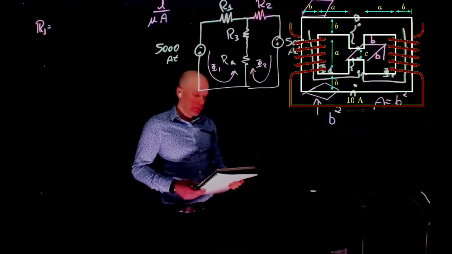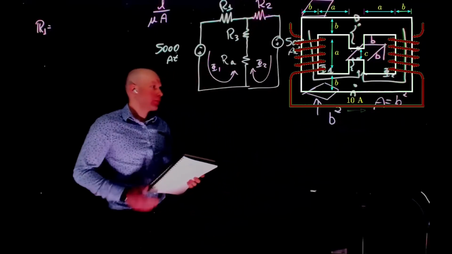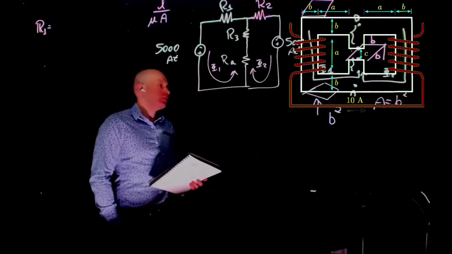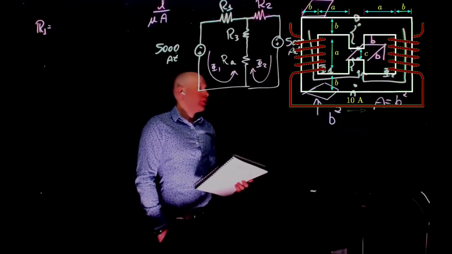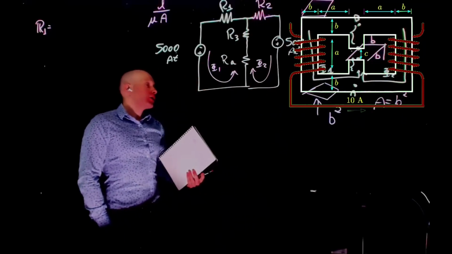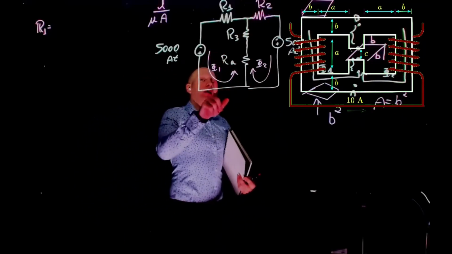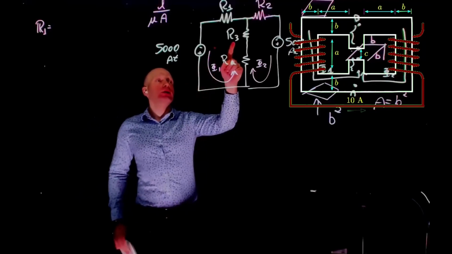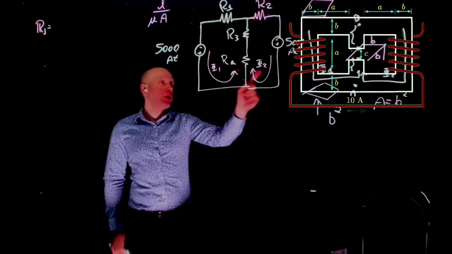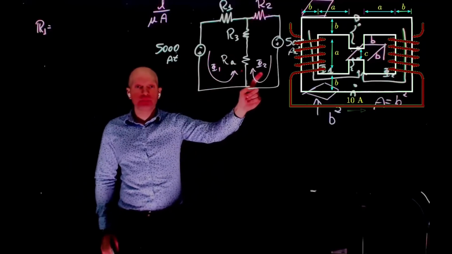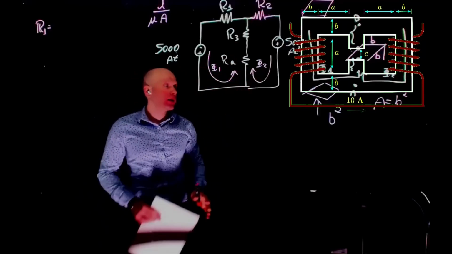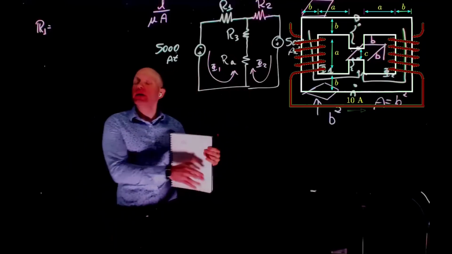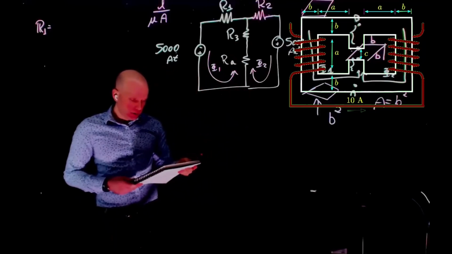Sir, what's the point of adding R3 if we already have R1 and R2 to compensate for the core material? Good question. Why do we need R3? Because R1 is only subjected to phi 1, whereas R3 is subjected to phi 1 and phi 2. Oh, okay. It makes the analysis easier. Yeah.